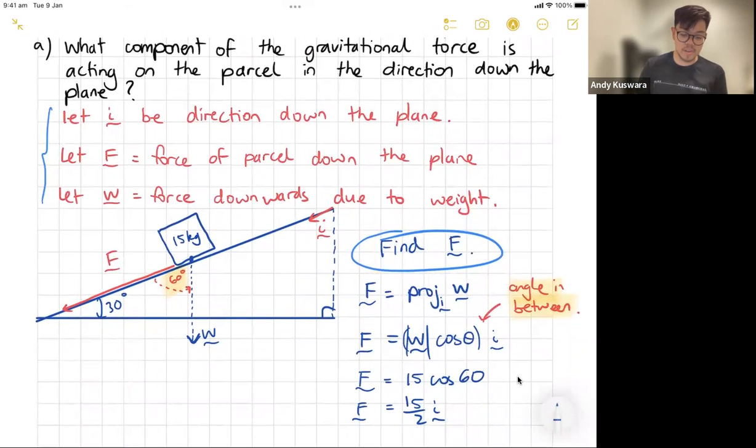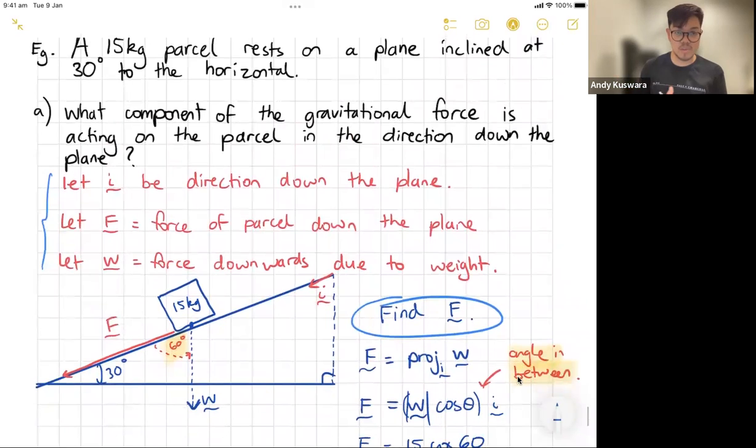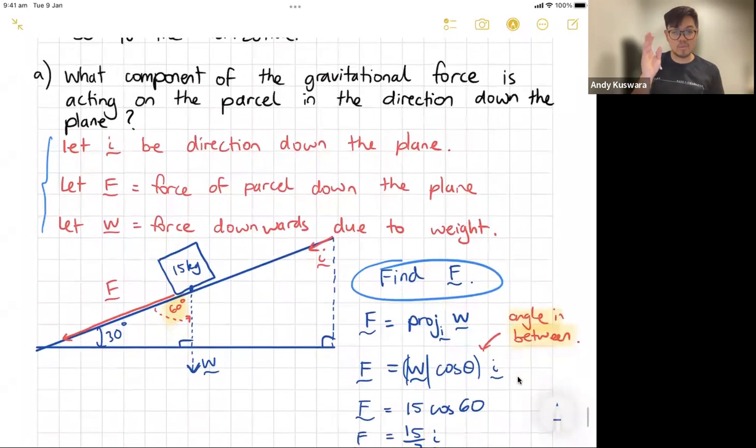Now I know we talked about 30 degrees, and I know the temptation would be to use 30. 30 degrees is the incline, okay? But the angle in between the weight and the force down the incline is actually 60 degrees. I had to do a little bit of working out there because it's a right angle and the angle sum of a triangle, complementary, whatever you want to call it. But I had to find the angle in between the two vectors I'm looking at. That's the angle I need. So it's going to be 60.